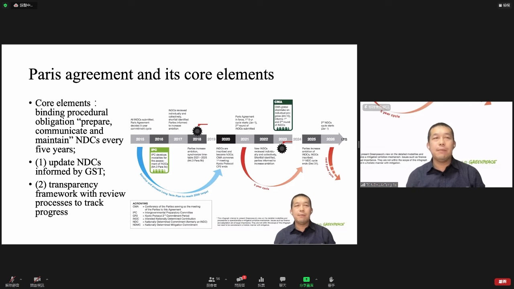And another key component is updating NDCs, informed by what we call the ratchet mechanism, which allows countries to increase their ambitions over time. Because we have no guarantee of achieving the 2 degree or 1.5 degree goal, we need to design a mechanism to allow countries to increase their ambitions over time so that we maintain the time window and hope to achieve the Paris Agreement goals.